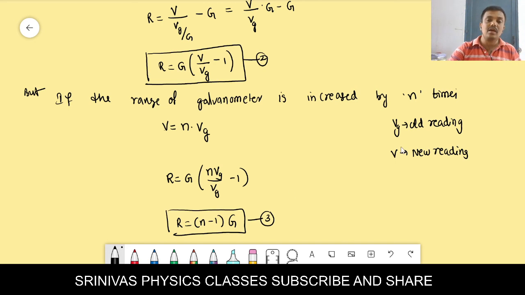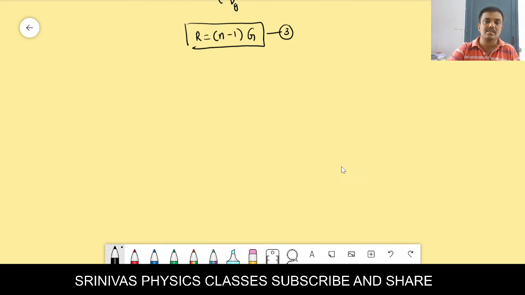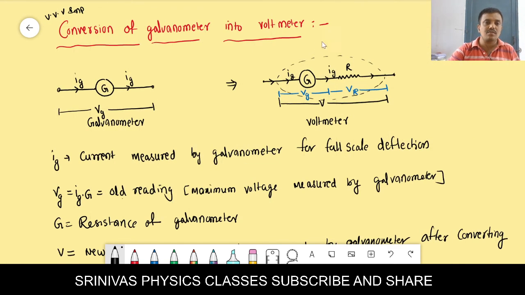In order to convert the galvanometer into a voltmeter, we have to connect a series resistance. We have to connect a resistance in series. You see this conversion of galvanometer into voltmeter. This is the galvanometer. It can measure voltage Vg, that is current into resistance, Ig into G. Now we want to measure more voltage. How will you get more voltage? If you connect in series, the voltage is added. That's why we connect a high resistance in series to the galvanometer. It is converted into a voltmeter. High resistance is connected in series.